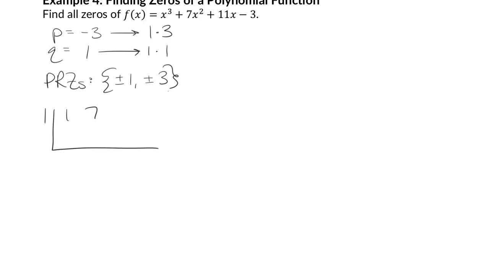This would be 1, 7, 11, and -3. This is synthetic division. We bring down, we multiply, we add, we multiply, we add. What is that, 19? Yep. We multiply, we add. Uh-oh. Did that one work? No, sad face. So what do we do?